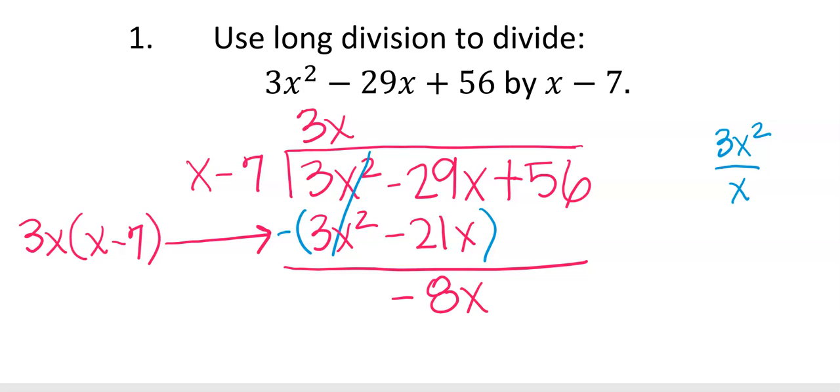There's two terms on the outside. We still have one term left to bring down, so we're going to bring that down. And then we're going to do that same process one more time.